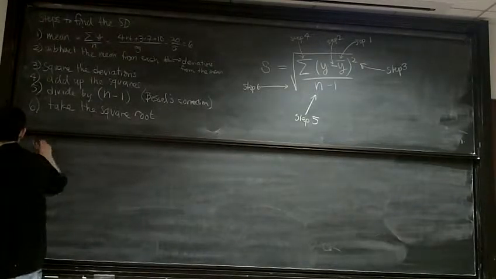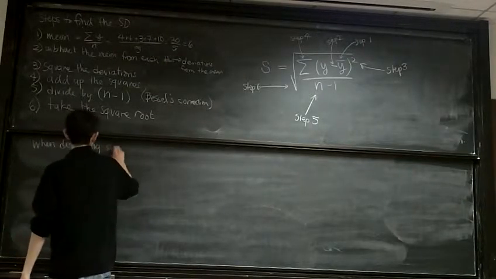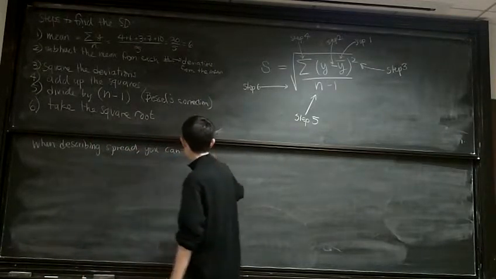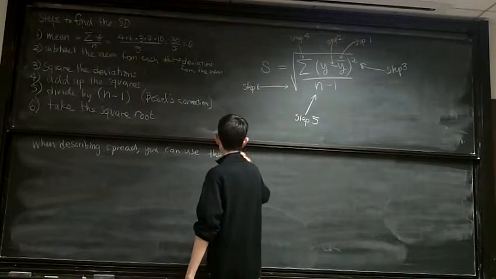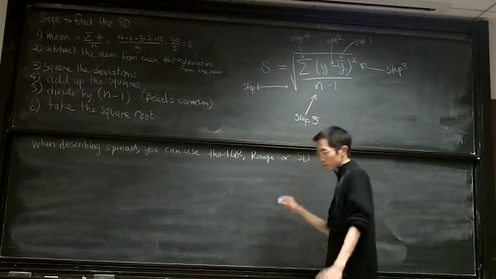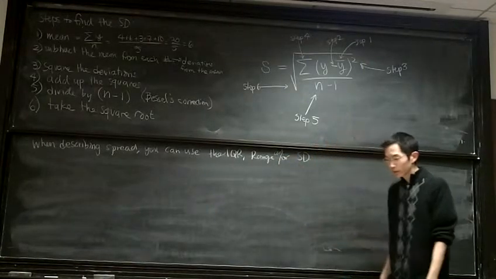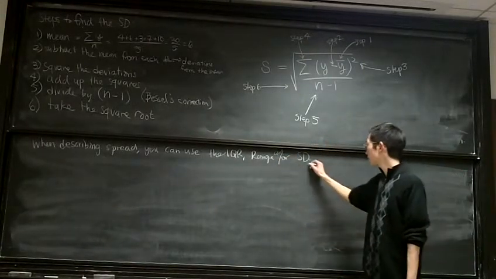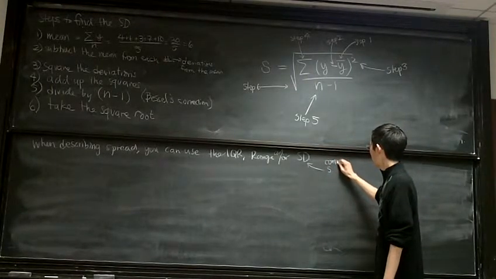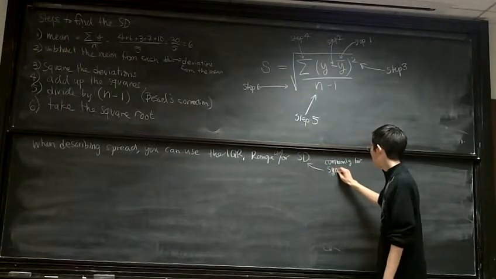So yeah, when describing spread, you can use the IQR, range, or standard deviation, or all of them. Commonly, the standard deviation is frequently used for symmetric distributions.